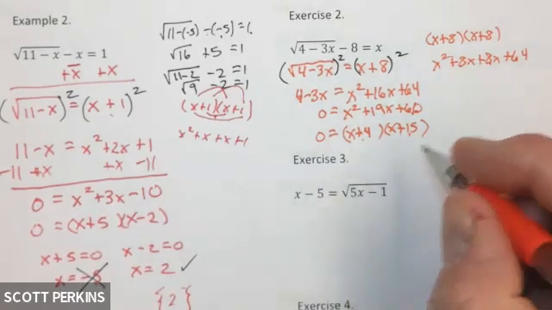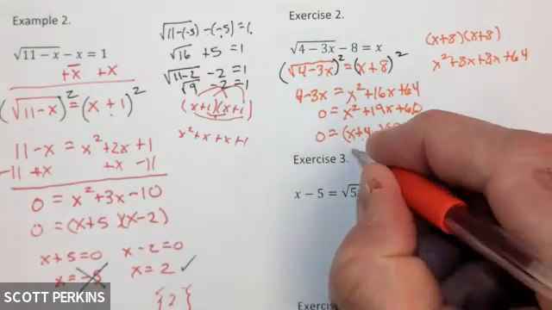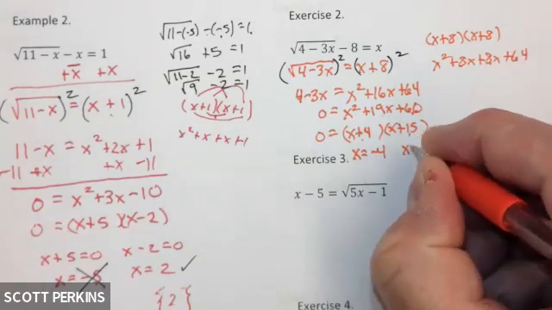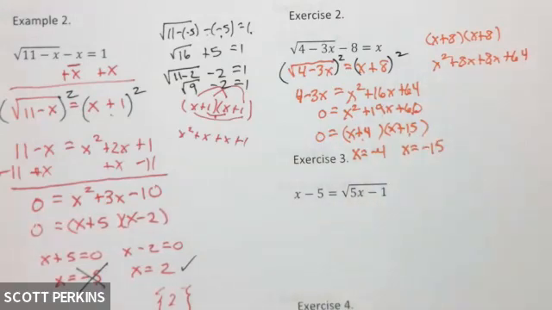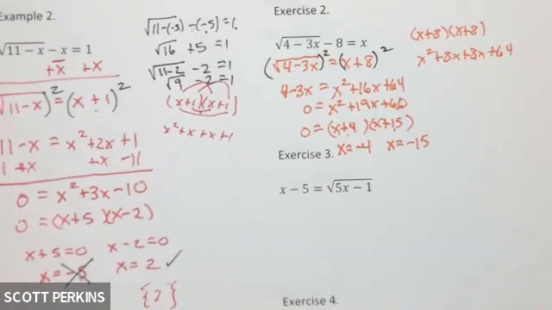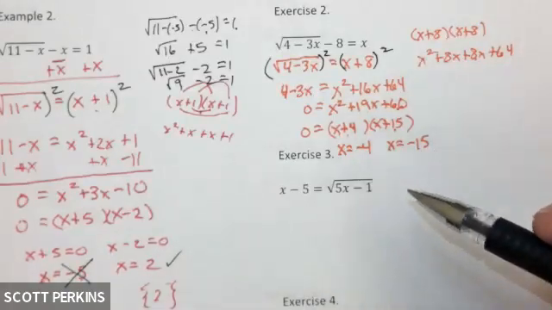So my 2 possible solutions here: if x plus 4 is equal to 0, then the first one is negative 4. If x plus 15 is 0, the second one is negative 15. Again, up to this point, anybody got a question, comment, or concern? Have I done anything to bother or confound you? All right, well then let's just check both of these and make sure that they are in our domain.